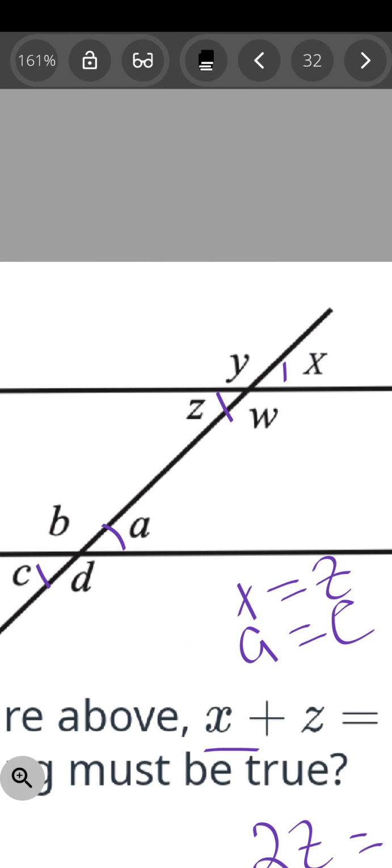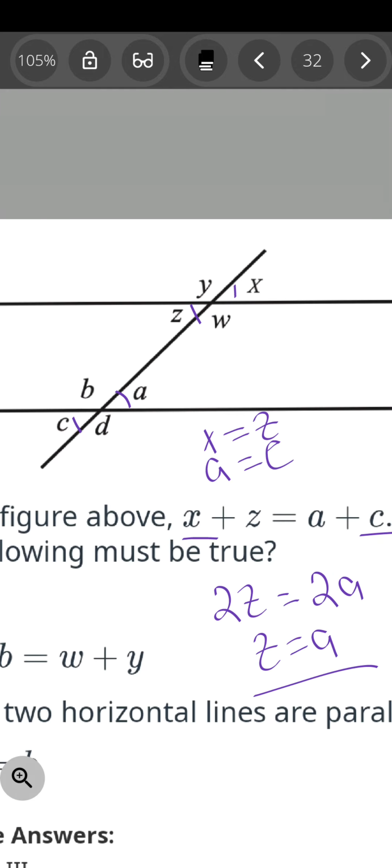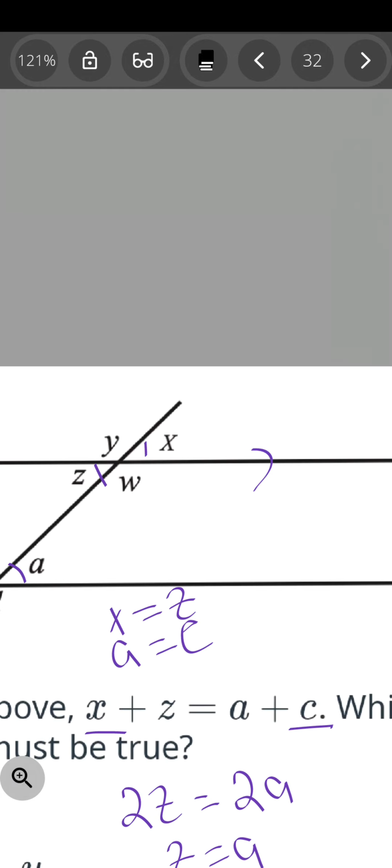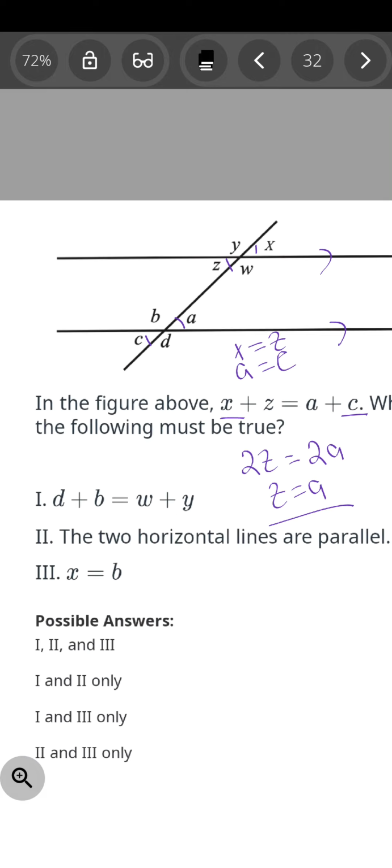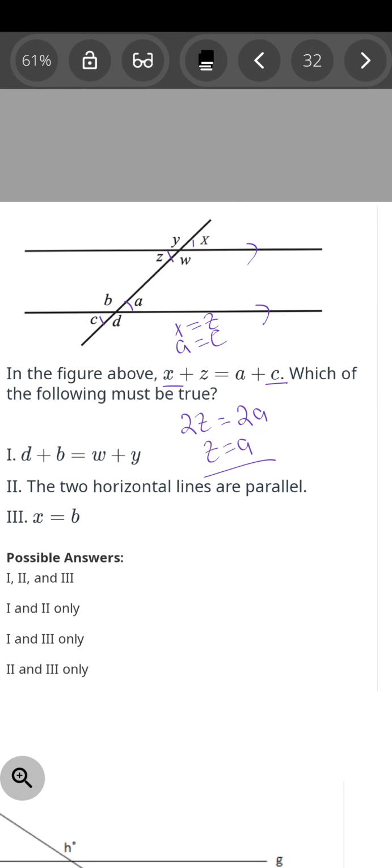So z and A are alternate interior angles, their values are equal. So we can say that these lines are parallel and these lines are intersected by a third line. In other words, they are intersected by a transversal. So the second statement must be true. The two horizontal lines are parallel.